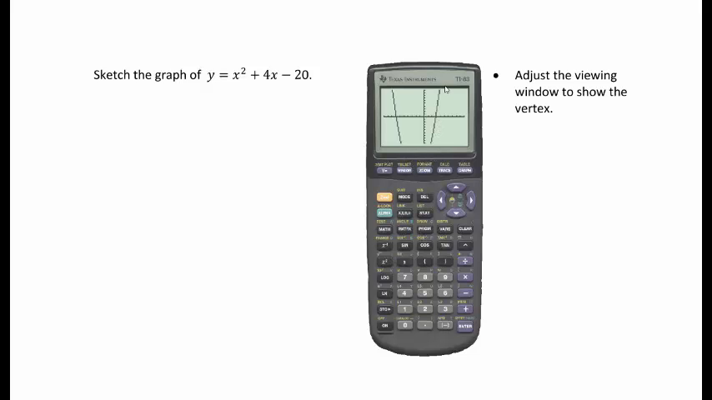So we really don't have a full picture of this graph yet. So if you were asked to sketch the graph, you really don't have enough there to be able to really see what it does, how far down it goes and things.